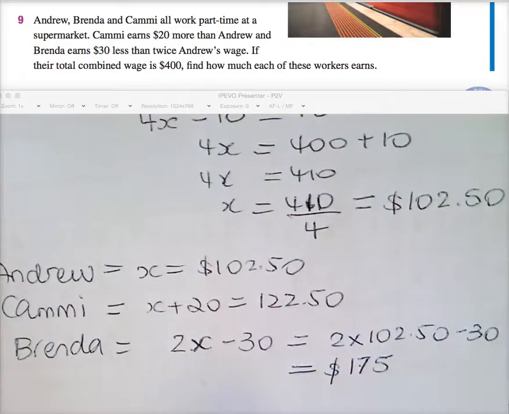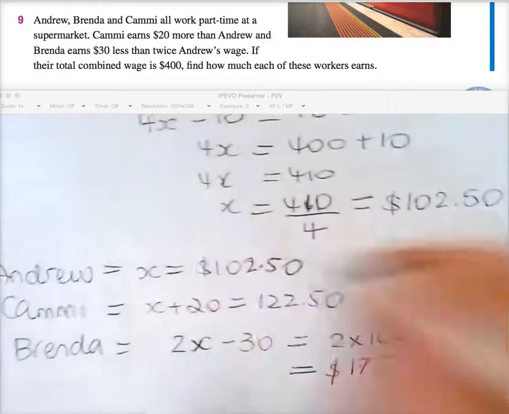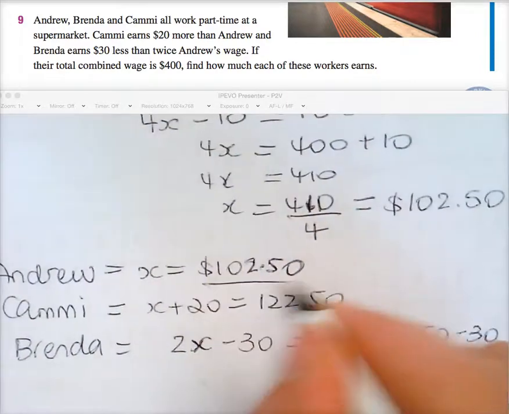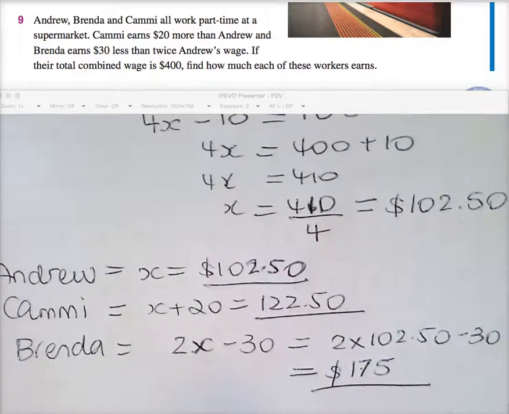And you would then, what would you do next to make sure you're right? You add them. You just add the ones that I've underlined. And if they add up to 400, then you've done the right thing. If they don't, you've made a mistake.